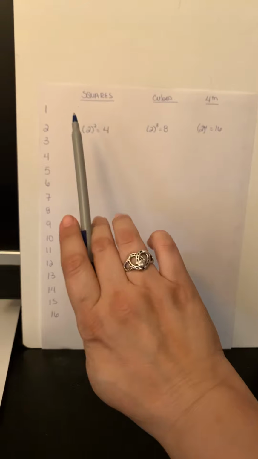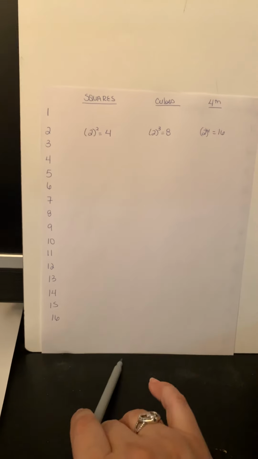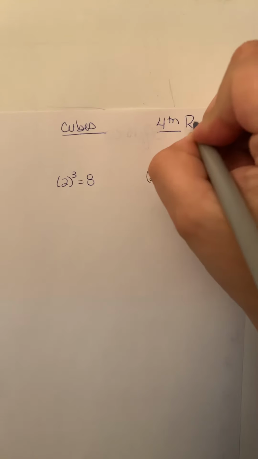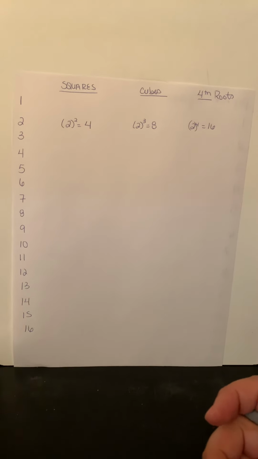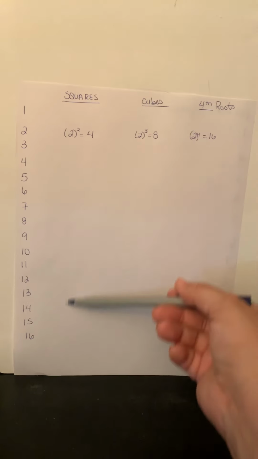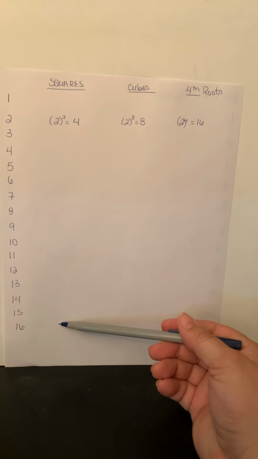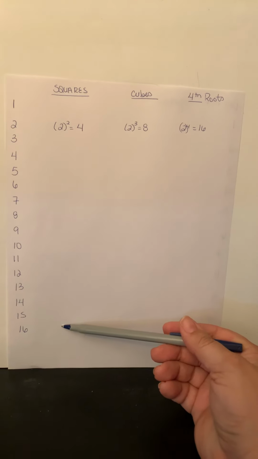Up on top, I'm going to want you to write down the squares, a column of squares, cubes, and fourth roots. Cubic roots, square roots, or perfect squares. So, what you're going to do is go down the column. You should have all of the squares memorized by now up to 16.